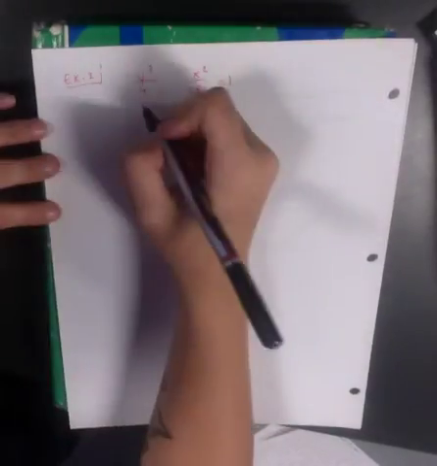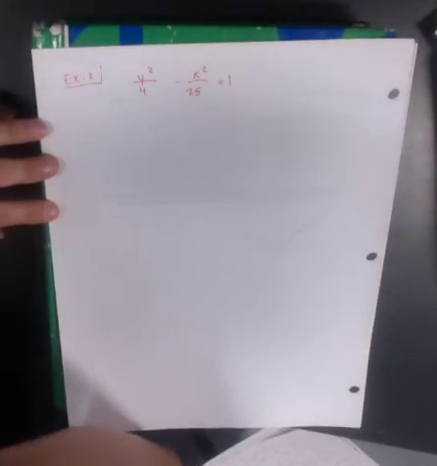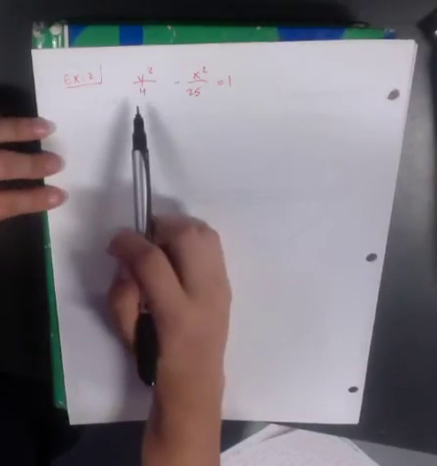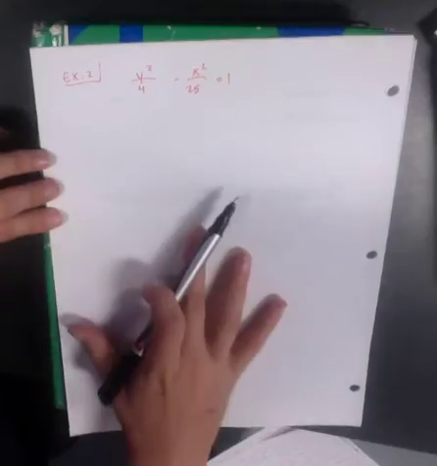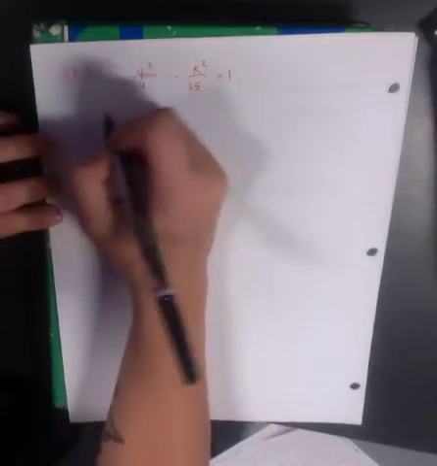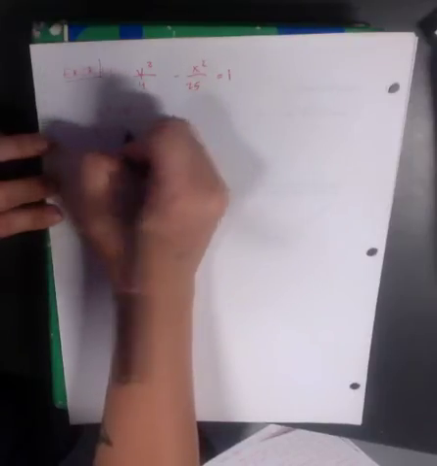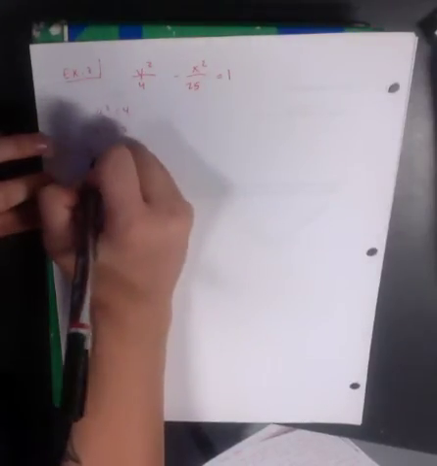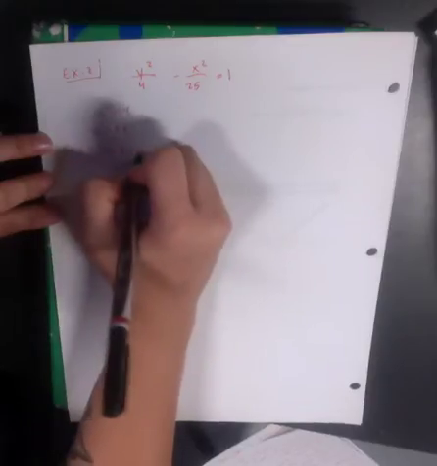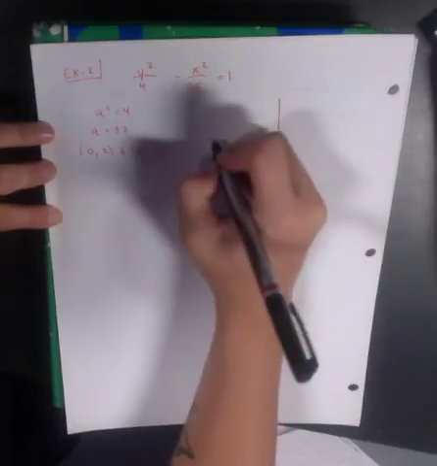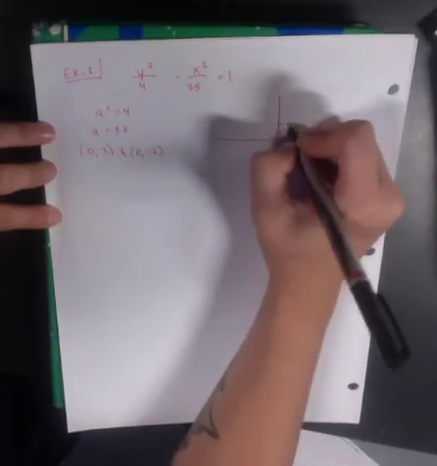Okay. I first want to solve for a, meaning I plug in 0 for x to solve for a. We know that our foci will be on the y-axis. And I know that a squared is 4, so a is plus or minus 2. So I will have (0, 2) and (0, -2) on my graph. Let's do that.